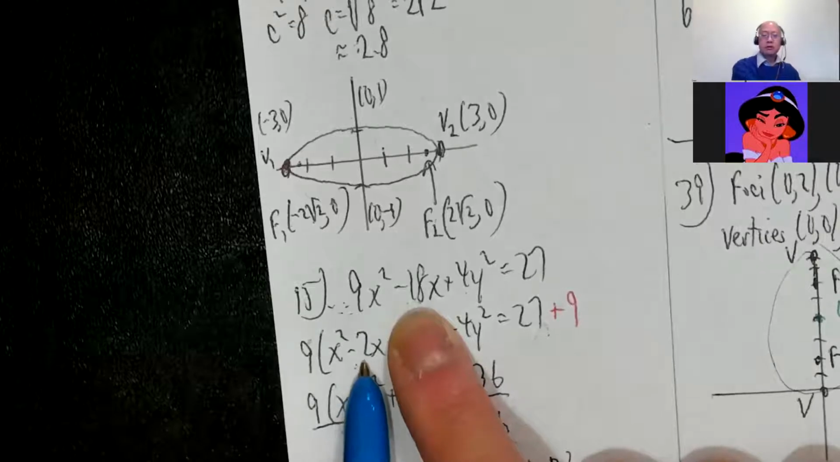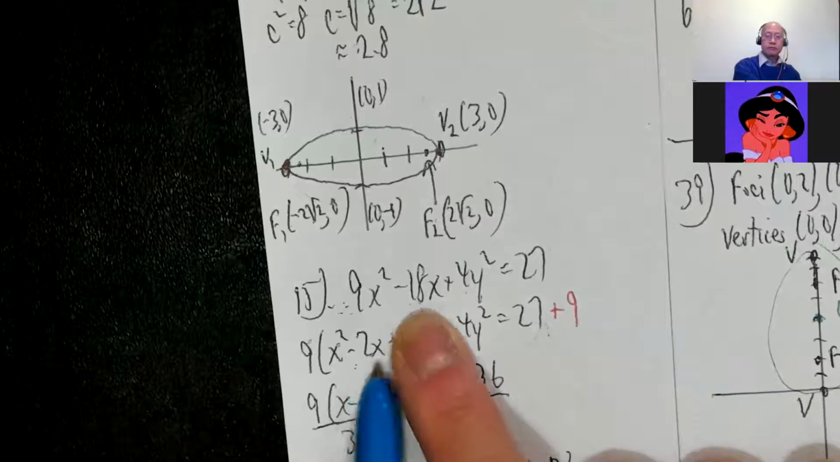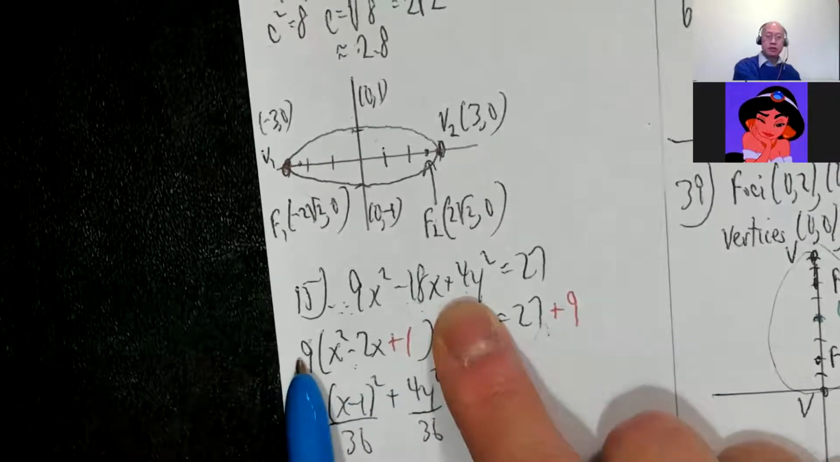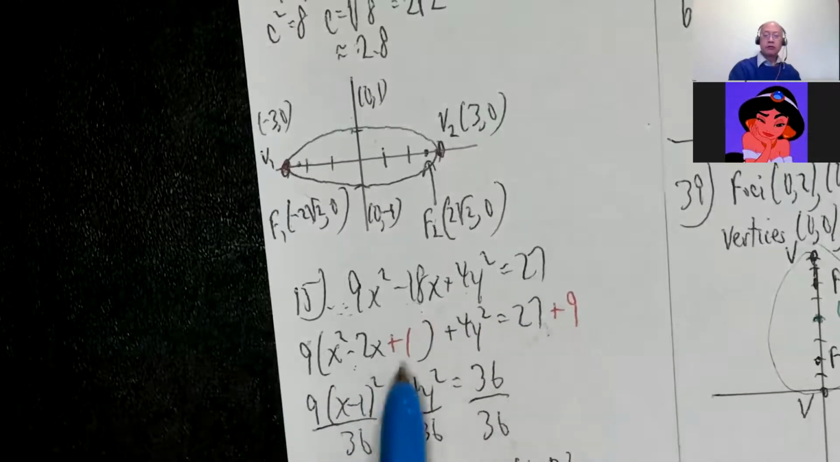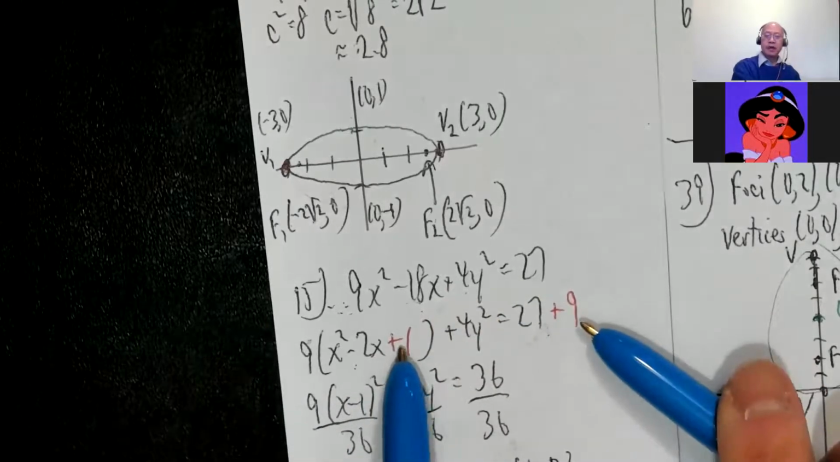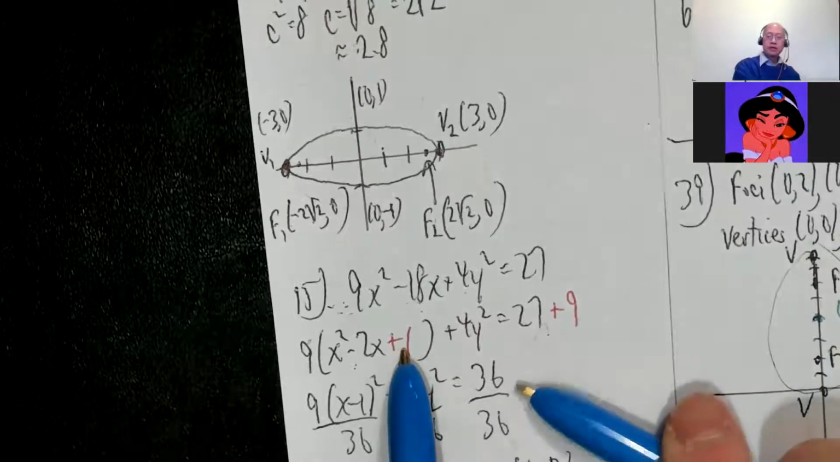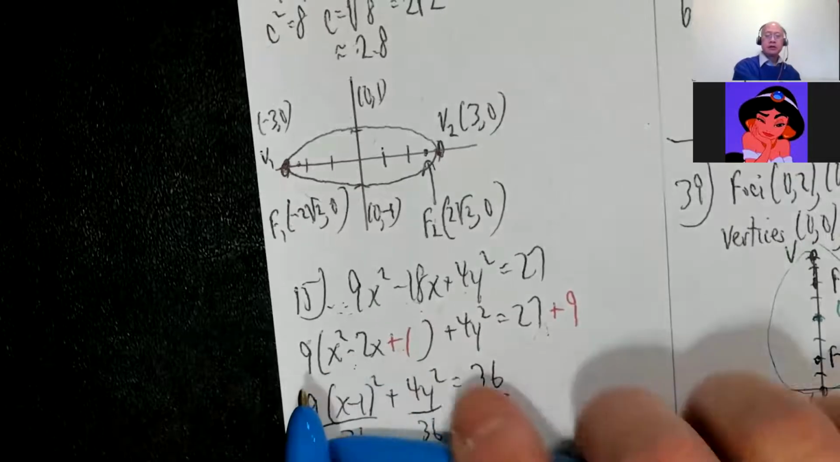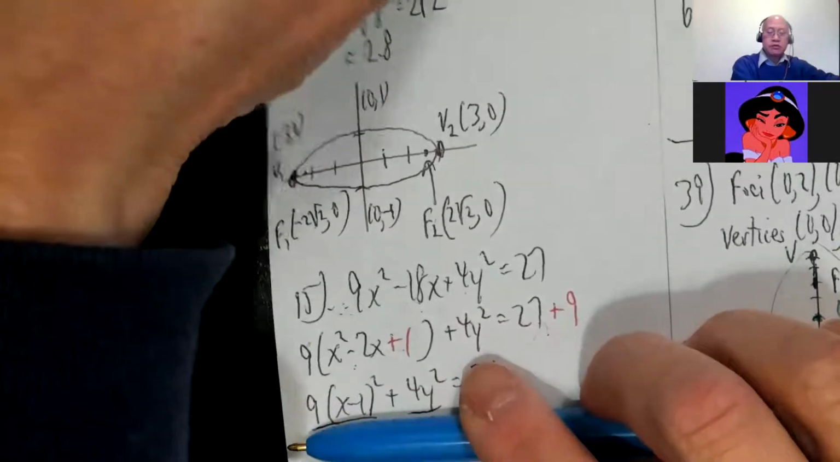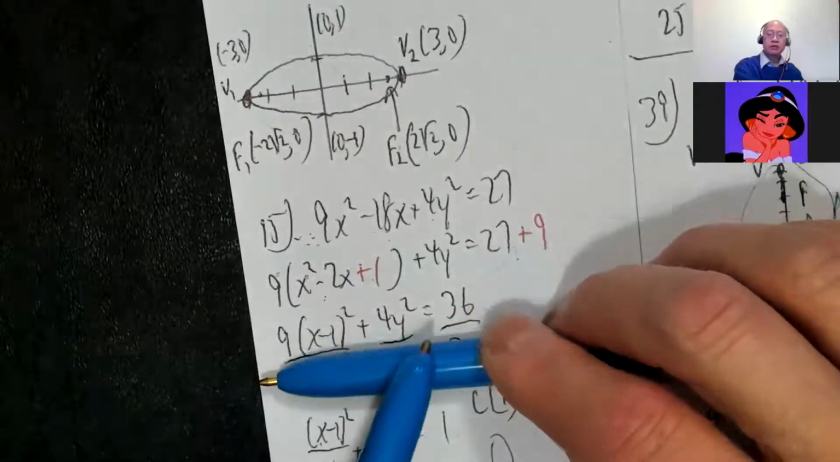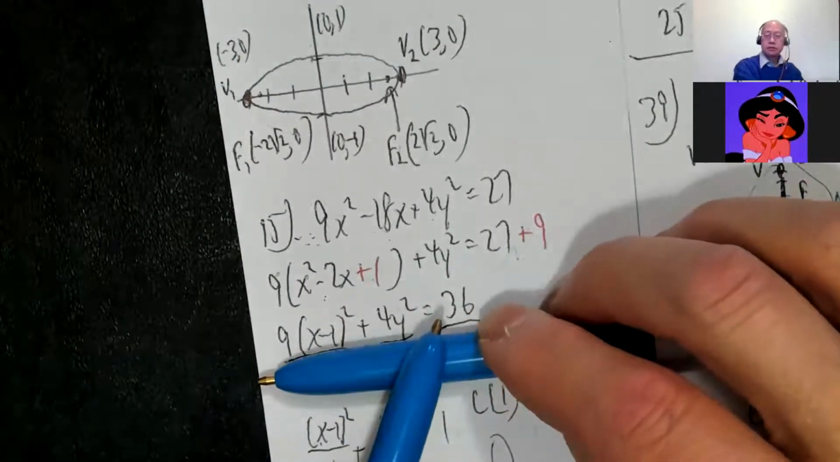Half of negative 2, negative 1. Square it, 1. But when I put plus 1, it's really plus 9 because I'm distributing the 9. So in red, I balanced the equation by adding 1 here and adding 9 here. So that gives me 36. This factors into 9 parentheses x minus 1 squared. Okay, so 9 times x minus 1 squared plus 4y squared equals 36.